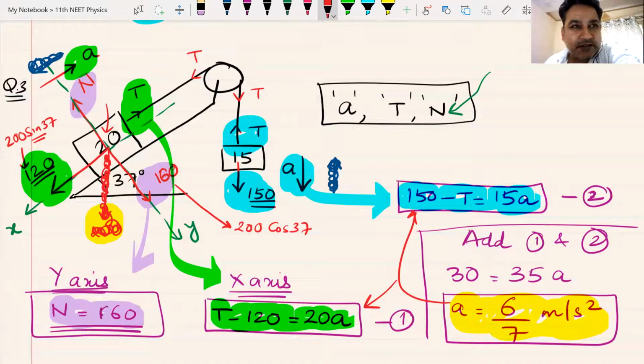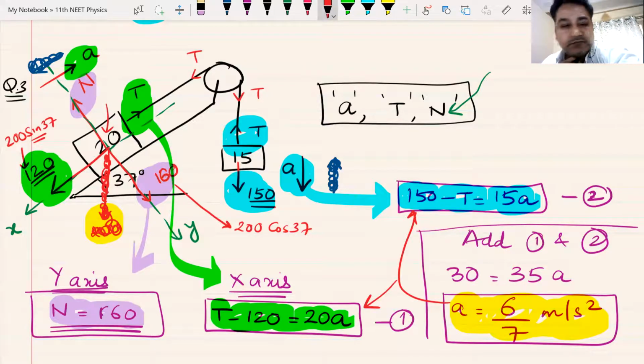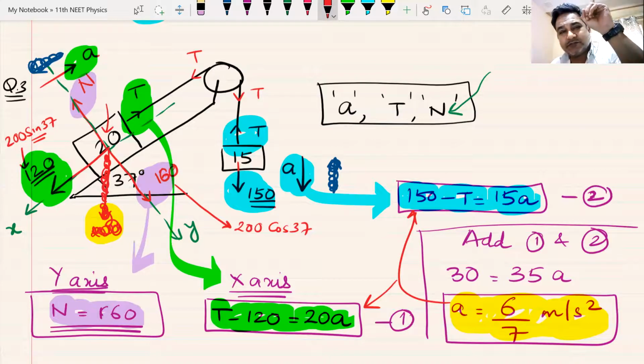Do we understand this? Can I have some raised hands that we understand this, sir? No one understands this? Not good? I'm waiting for your hands. I'll again repeat how I've done this question. Step number 1, draw a sketch. Step number 2, isolate all bodies. Step number 3, draw the free body diagram. Step number 4, write all the forces for the 15 kg block: T is upwards, 150 is downwards. For the 20 kg block, 200 is downwards, N is like this.